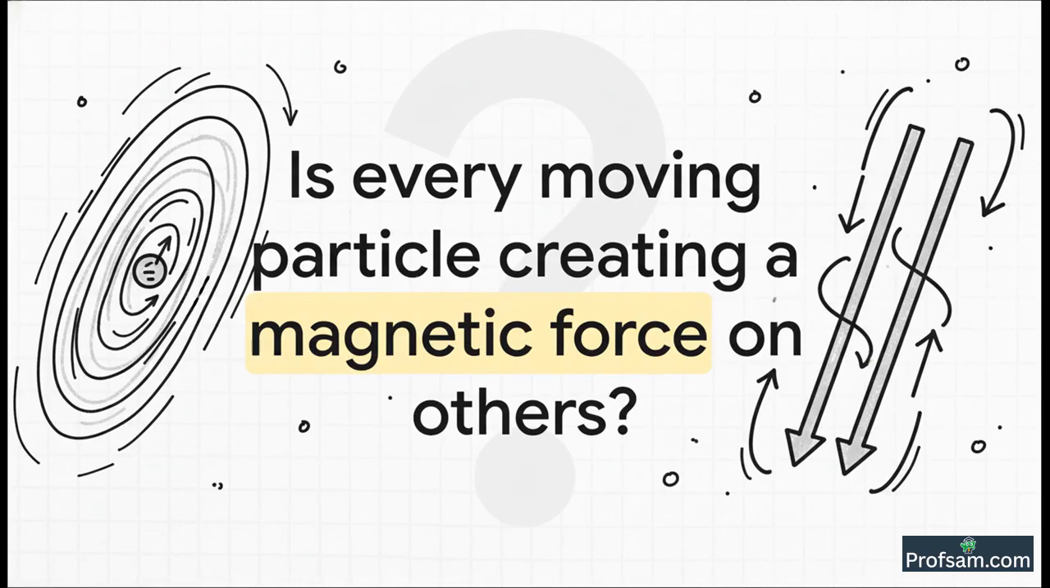And just to leave you with something to think about, a single moving electron is basically a tiny, tiny current, isn't it? So, does that mean that every moving particle in the entire universe is constantly exerting these magnetic forces on every other one? It's a pretty amazing thought, right?